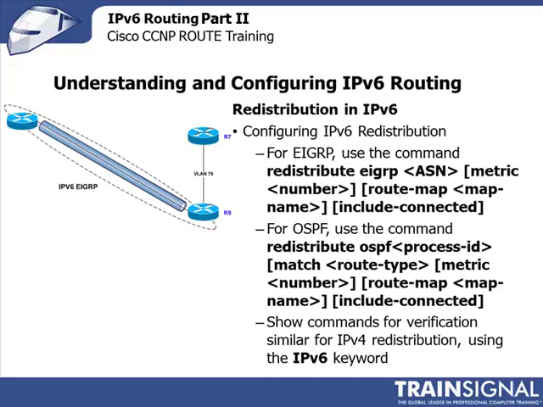For EIGRP, redistribute EIGRP autonomous system number, and you can include the include-connected in order to be able to take care of the problem we talked about a moment ago. With OSPF, almost identical, except you can match the route type, internal, external, and so forth. The show commands for verification are very similar to those used for IP version 4 redistribution, just with the IP version 6 keyword.